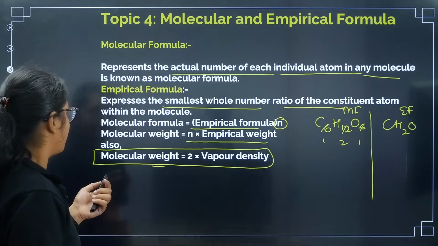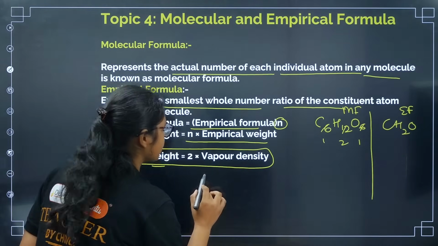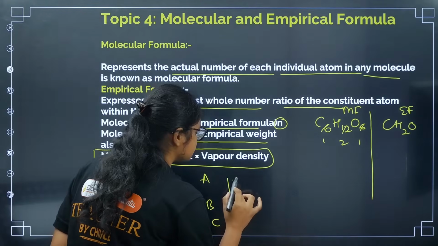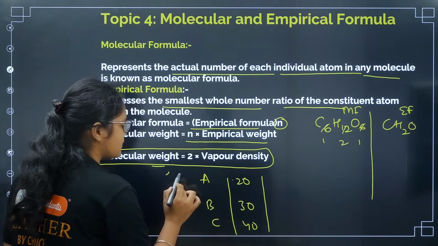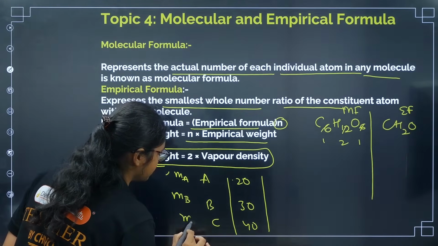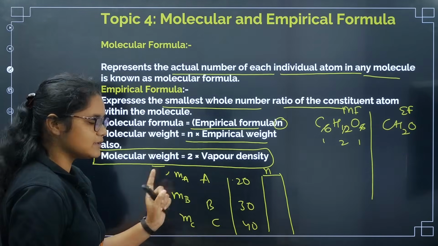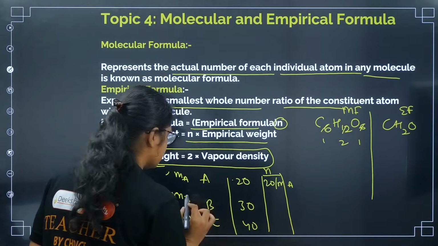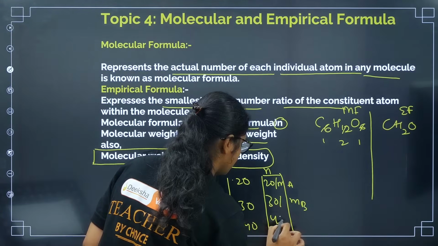Now how to calculate empirical formula, we'll also see one small example. Suppose you have A, B and C, and their percentages are given. Suppose these are 20, 30 and 40, and their molar masses are Ma, Mb and Mc. First of all you have to calculate the number of moles. Number of moles is given mass by molar mass. So here I will get 20 by Ma, here 30 by Mb, and here 40 by Mc.